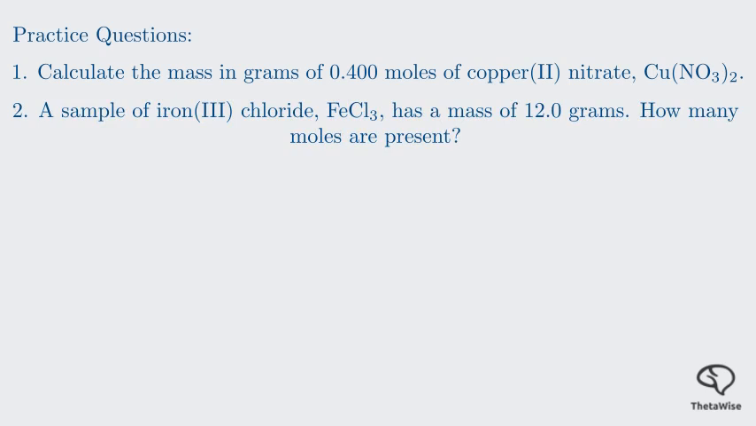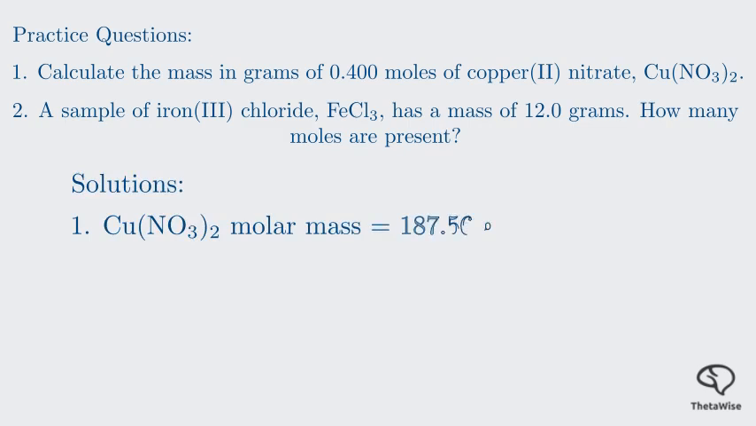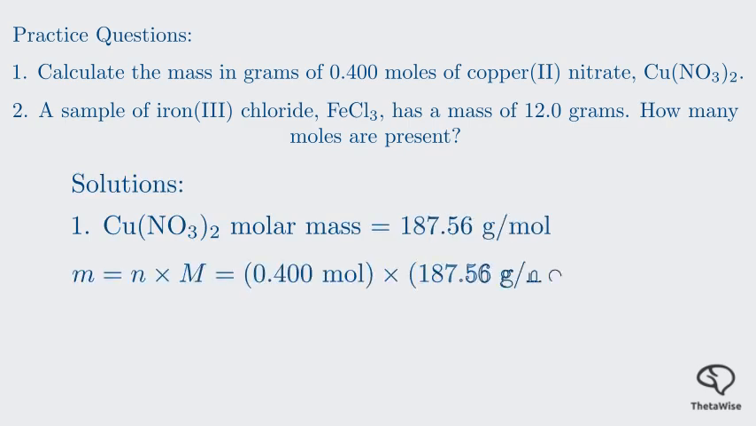Ready for the answers? For question 1, you should have calculated the molar mass of copper(II) nitrate to be 187.56 g/mol, and then multiplied that by 0.400 moles to get 75.0 grams. So 0.400 moles of copper nitrate has a mass of 75.0 grams.